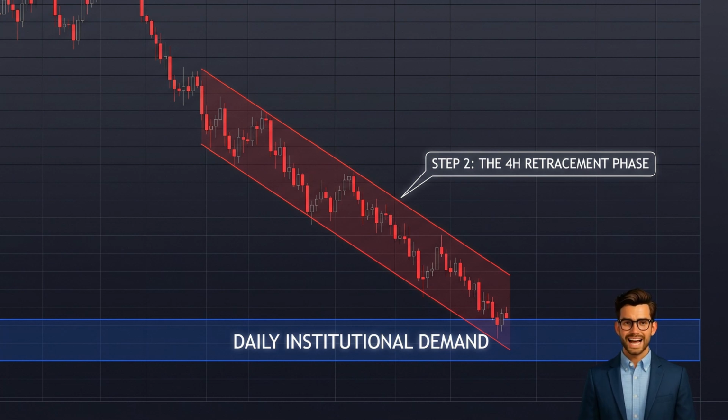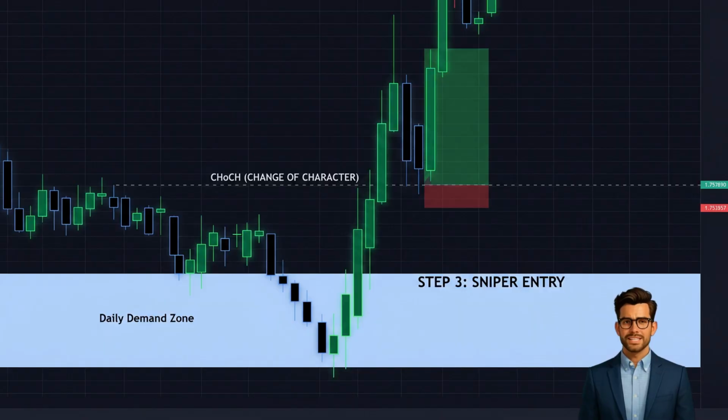To find the exact microscopic entry point with absolute mathematical precision, we move to the final step. Step 3 is the final piece of the puzzle, the execution time frame. We drop down from the 4-hour chart to the 15-minute chart.